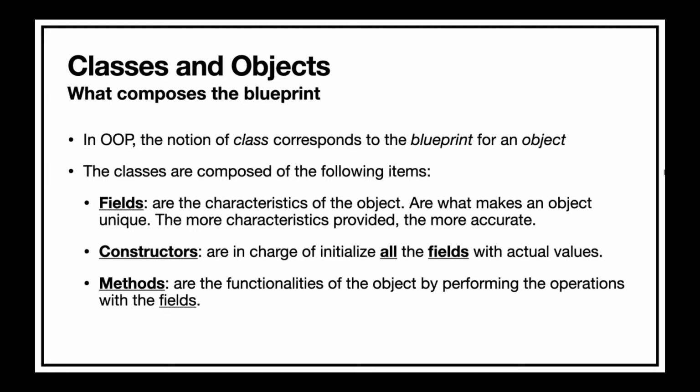But the class is composed of a couple of items. Particularly, we need three of them: the fields, the constructors, and the methods. The fields are the characteristics of the object. This is what makes an object unique. In a similar fashion, the more characteristics you provide, the more accurate that object is.